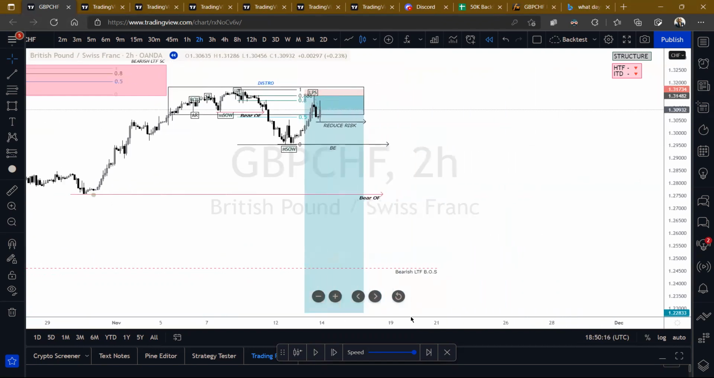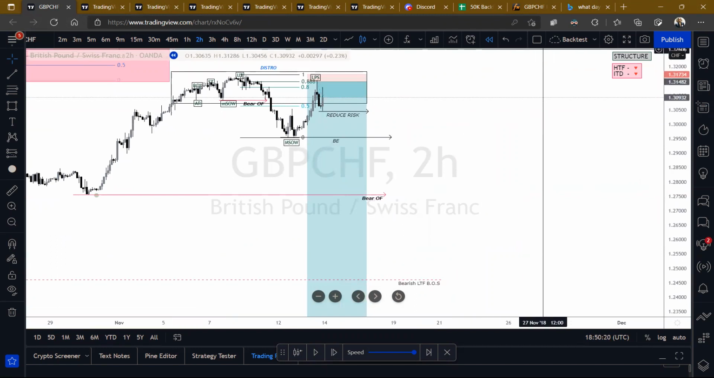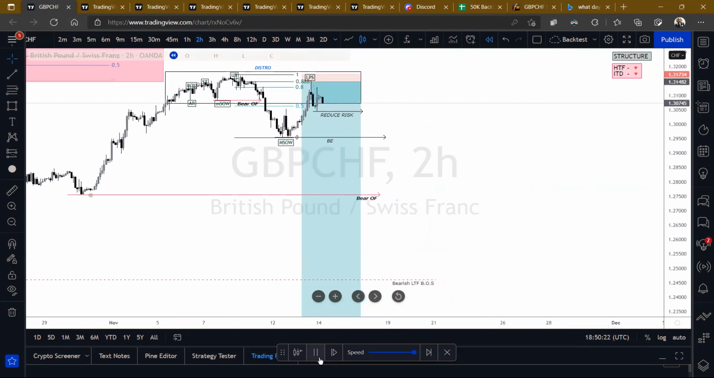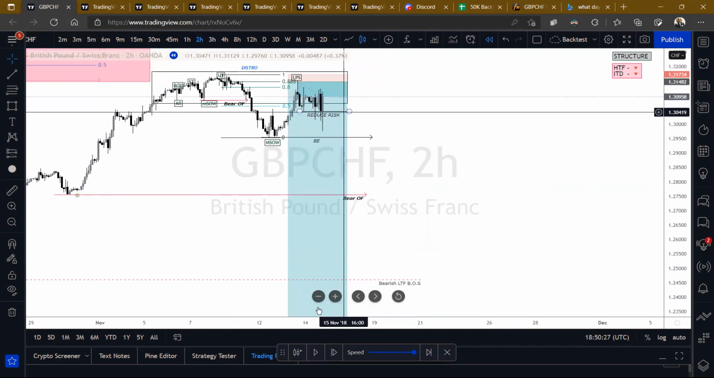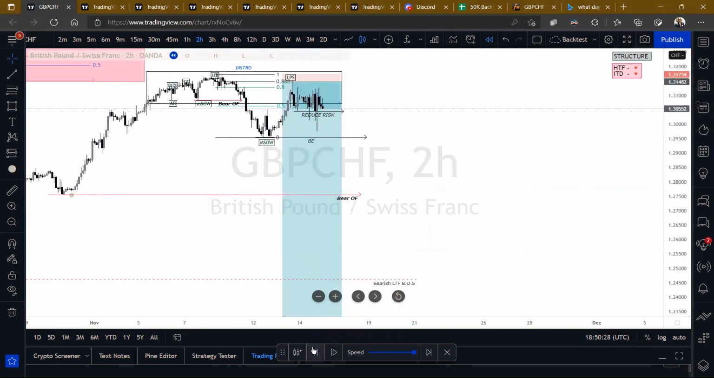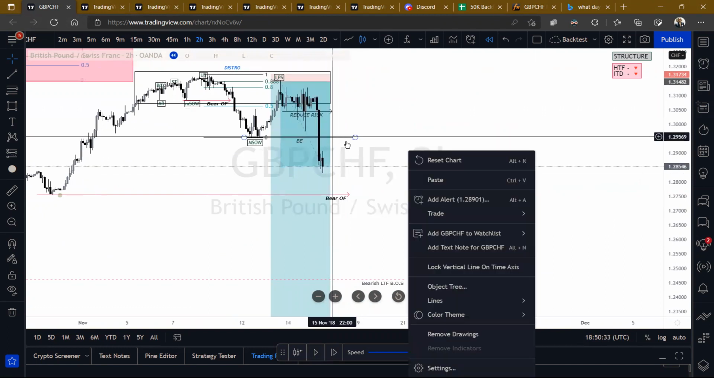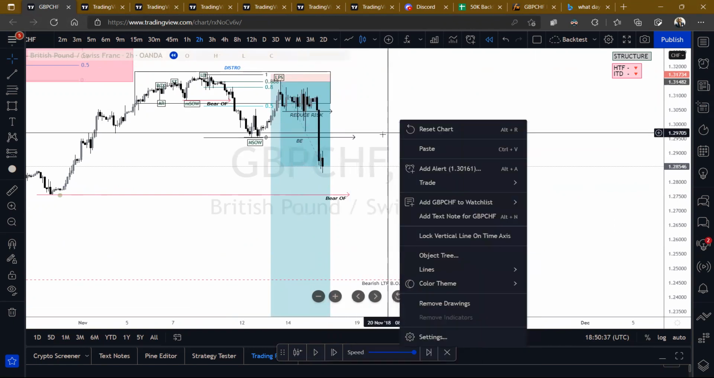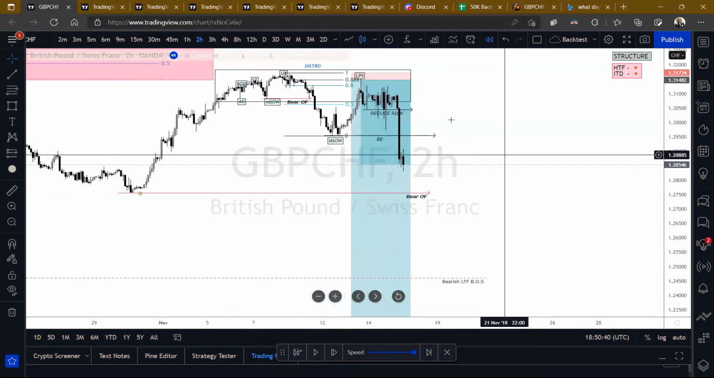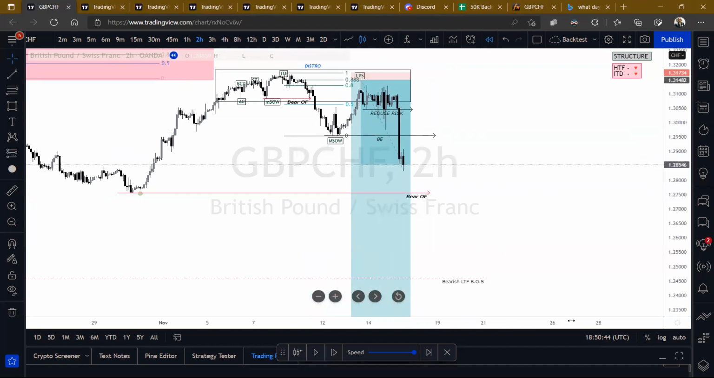Cool. Now we just have to wait. Okay, so we reduce risk there. And then boom, break even hit. So we reduce risk, and then we're riding on break even. And then we're going to look for that first TP here.